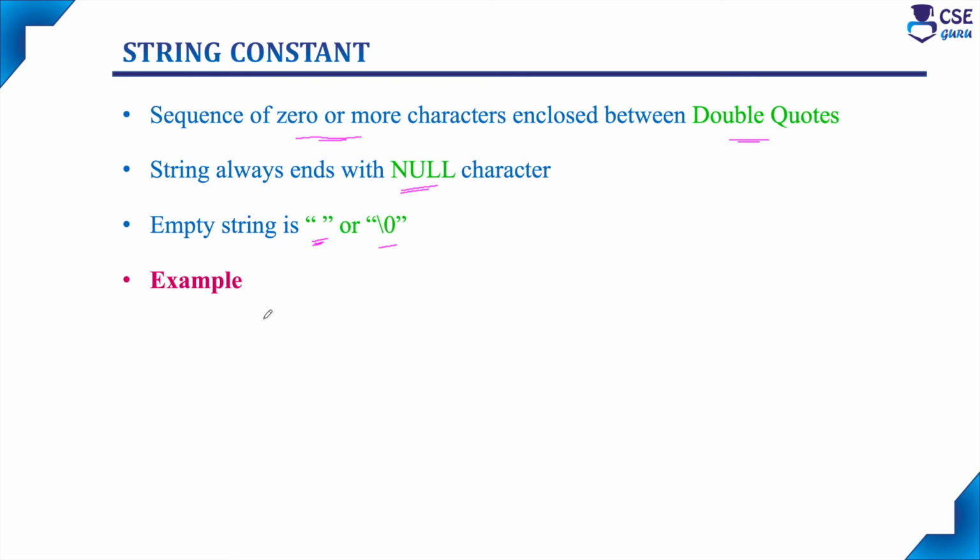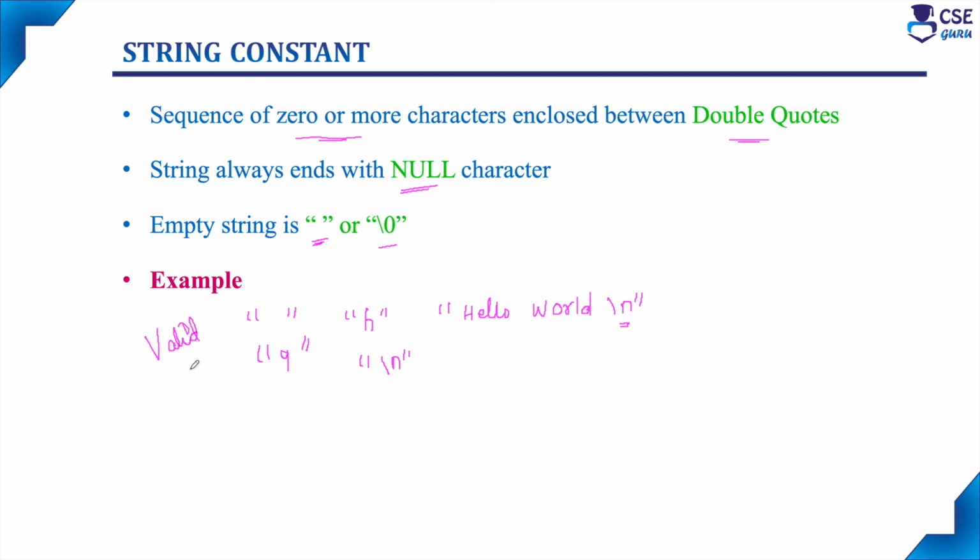For example, the valid string constants include empty double quotes. This is a valid string constant. Here we can include white space, anything within double quotes: a sequence of characters, even white space, the new line character, that is the backslash constants. Anything we can include within double quotes is a string constant. Even numbers we can include within double quotes, and this is a valid string constant. Even the backslash constants within double quotes are also string constants.